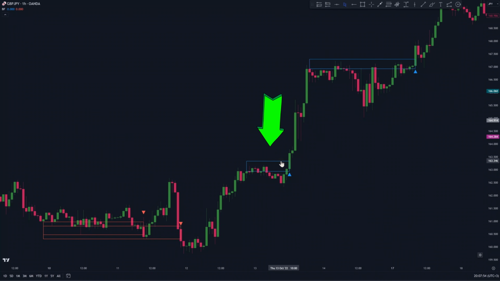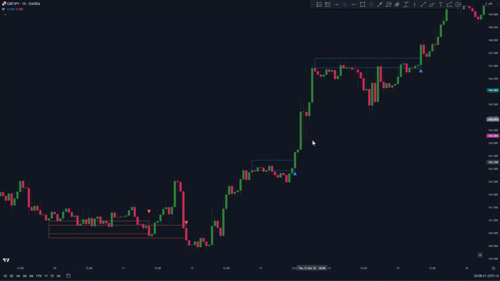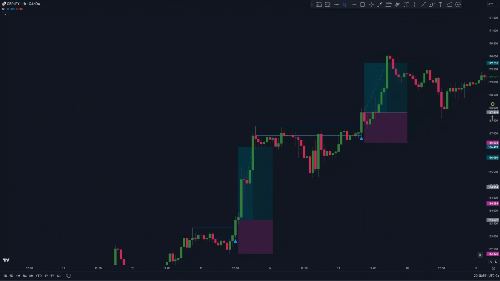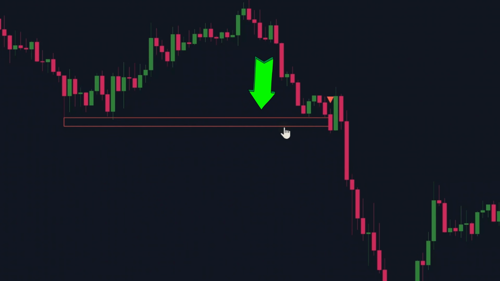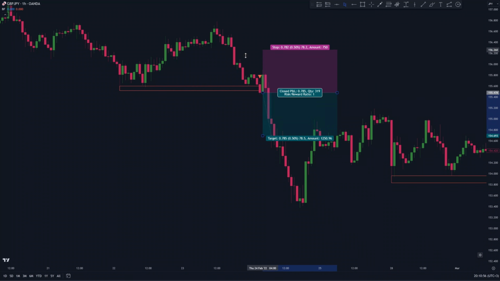Whenever there is a blue rectangle followed by a blue upward arrow, that indicates a bullish breakout in price. This essentially means that the market has broken and closed above a resistance level and is an indication for us to enter a long trade. Conversely, whenever there is a red rectangle followed by a red downward arrow, that indicates a bearish breakout in price. This essentially means that the market has broken and closed below a support level and is an indication for us to enter a short trade.